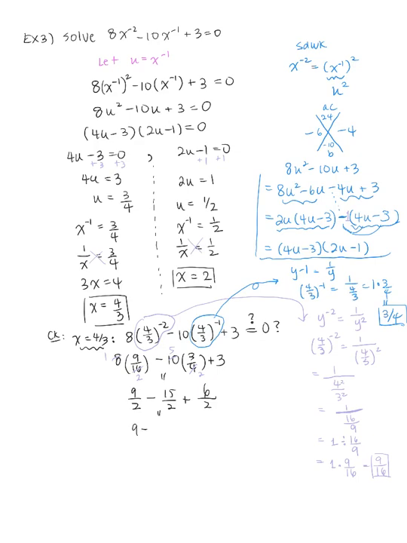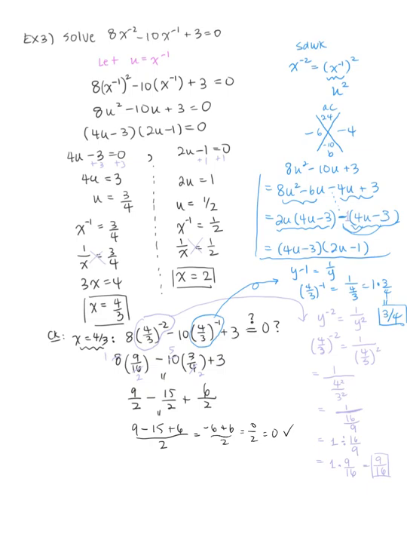So what do we get? We have 9 minus 15 plus 6, all over 2. Now, 9 minus 15 is minus 6, plus 6 over 2, 0 over 2, 0. Yes, it checks. So 4/3 is a solution to this equation.